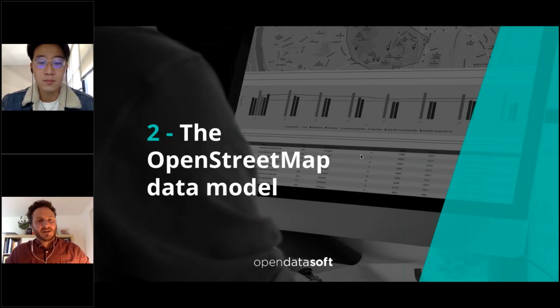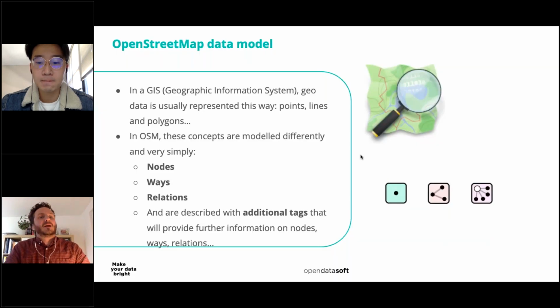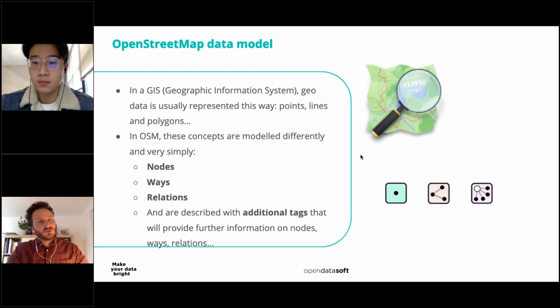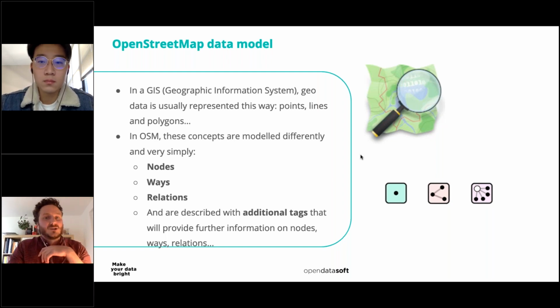Yes, thanks a lot, James. Before going to the demo, it's necessary to understand very quickly the OpenStreetMap data model. Unlike GIS, Geographic Information Systems, where geodata is represented with points, lines, and polygons, in OSM these concepts are modeled differently. Very simply, you have three kinds of objects: nodes, ways, and relations. All of these objects are added up with additional tags that provide further information on each of them. But best is to take concrete examples to go through that.